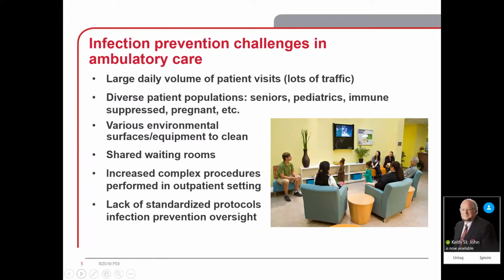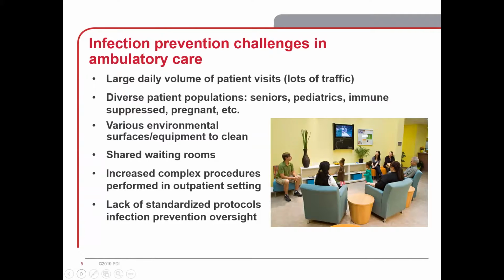When we talk about infection prevention challenges in ambulatory care, there are several factors that come into play. First of all, we typically see a large daily volume of patient visits. So there's a lot of traffic going in and out of the facilities. We also typically see a very diverse patient population. In fact, you could have in one clinic senior populations, pediatrics, people that are immune suppressed, women that are pregnant, etc. And oftentimes, this diverse patient population is in the same shared waiting room, as you can see in the picture that's on the slide.